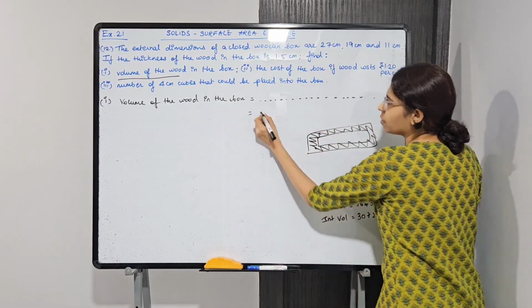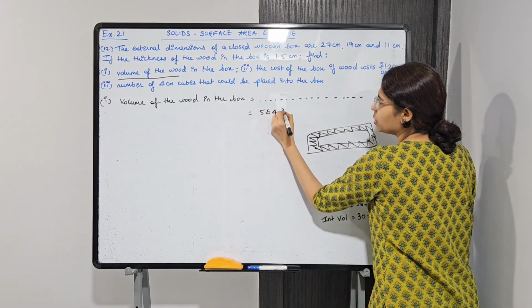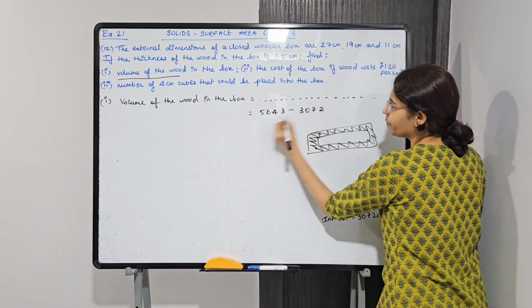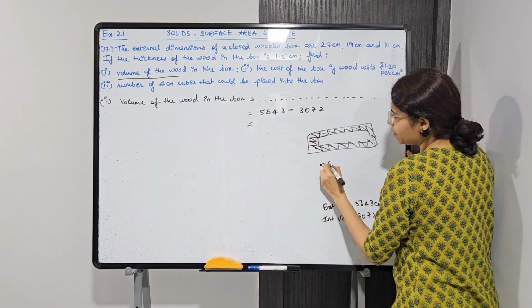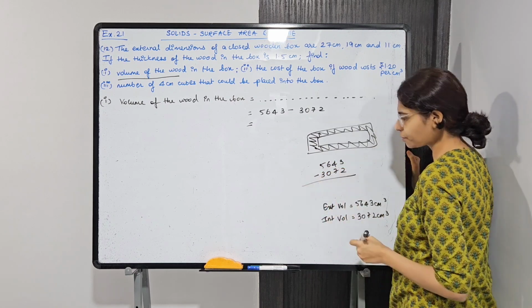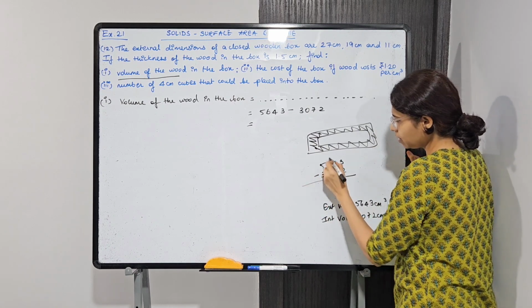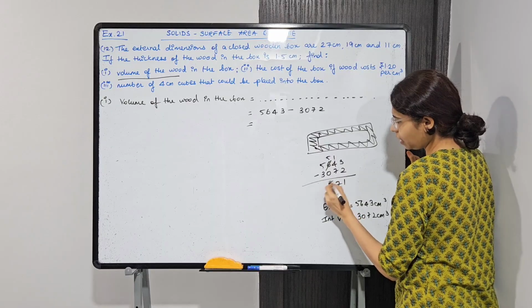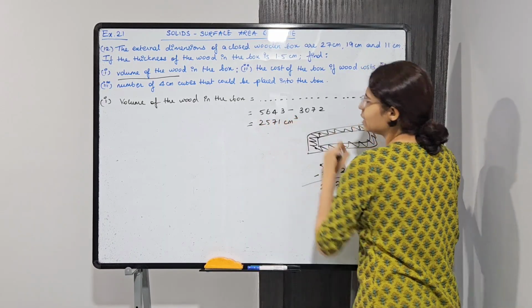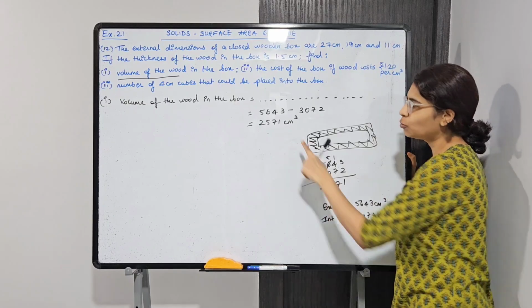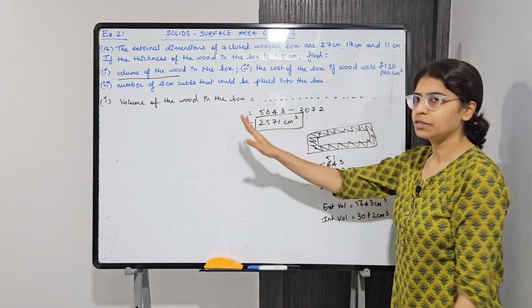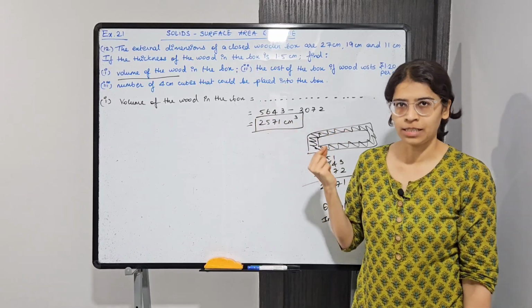External volume का value 5643, internal volume का value 3072. So 5643 minus 3072, 2571 cubic centimeter. Okay, don't forget the unit. So box कर दो आंसर को. Volume of the wood in the box is 2571 cubic centimeter.